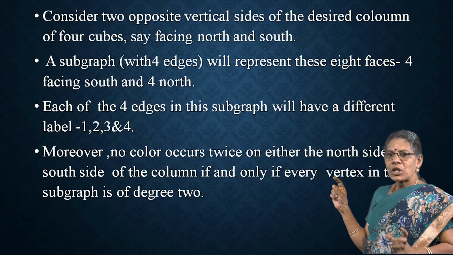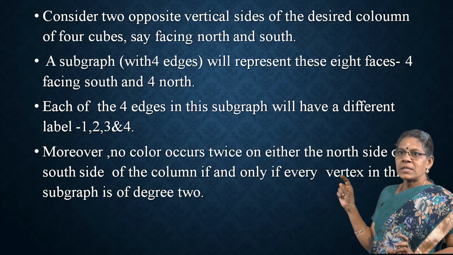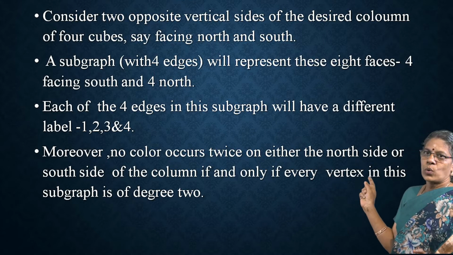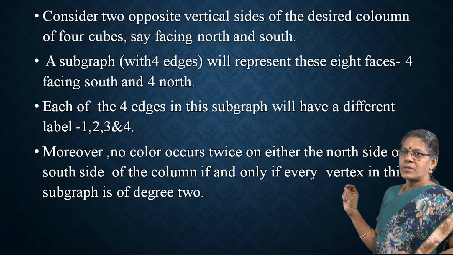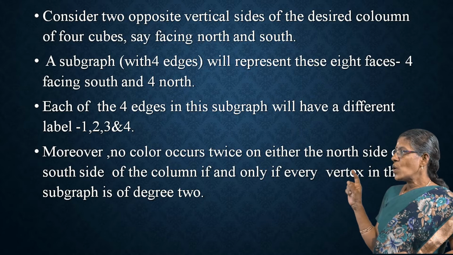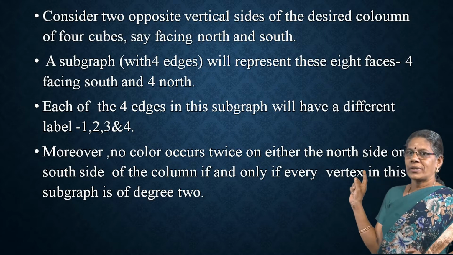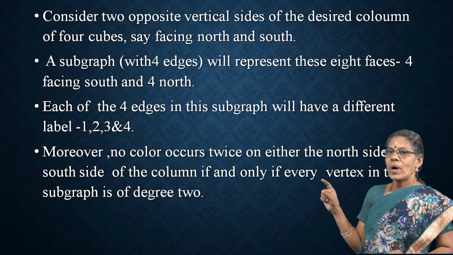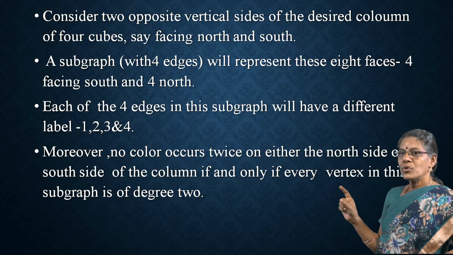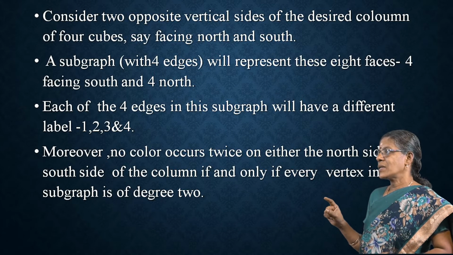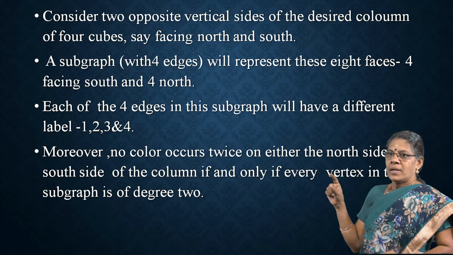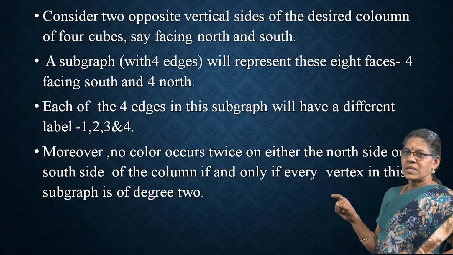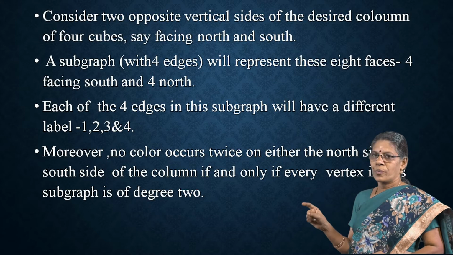Again, we have some conclusions from this. Take two opposite vertical sides of the descent column of 4 cubes, say facing north and south. A subgraph with 4 edges will represent these 8 faces, 4 facing south and 4 north. Each of the 4 edges in this subgraph will have a different label 1, 2, 3 and 4. Moreover, no color occurs twice on either the north side or south side of the column if and only if every vertex in this subgraph is of degree 2.